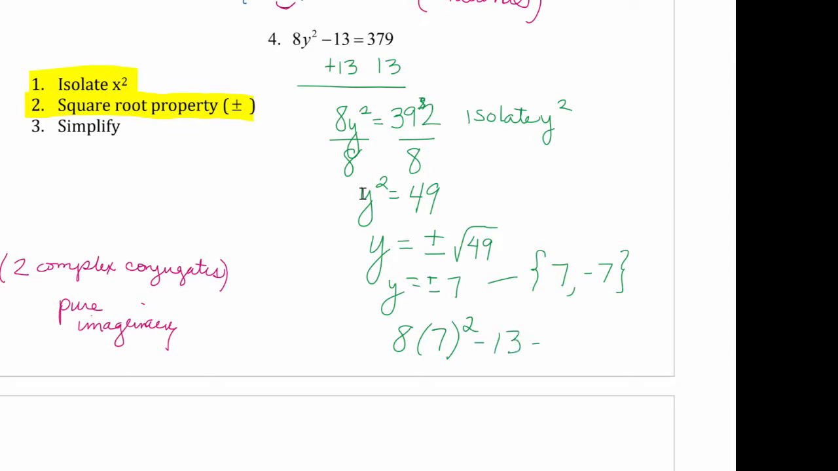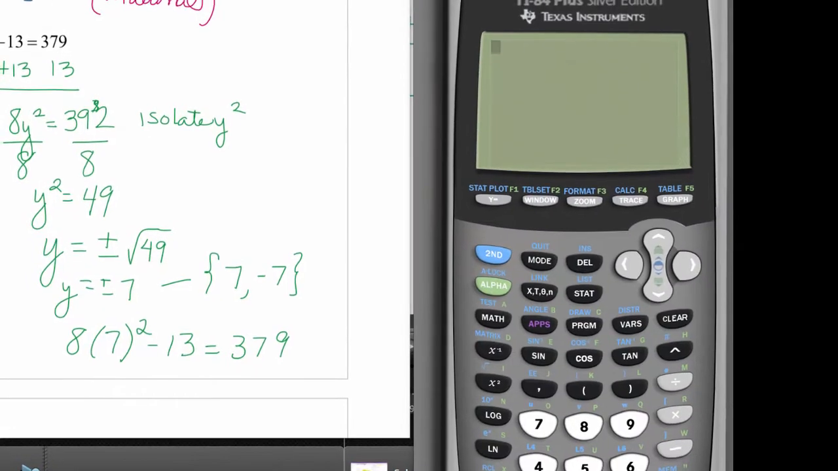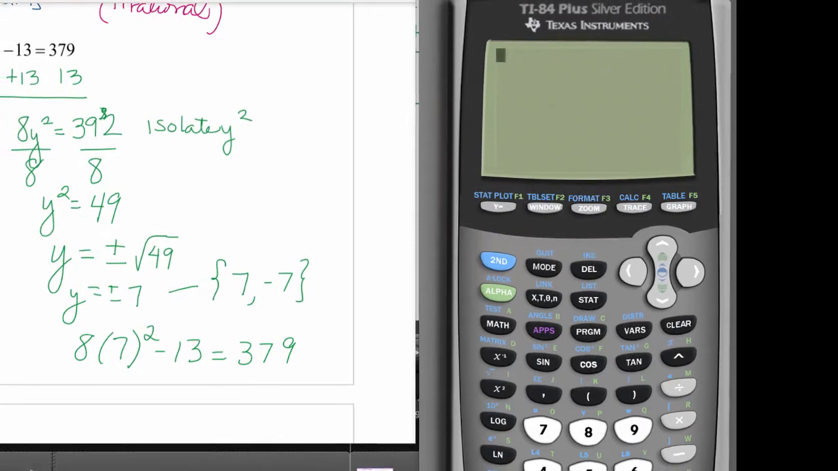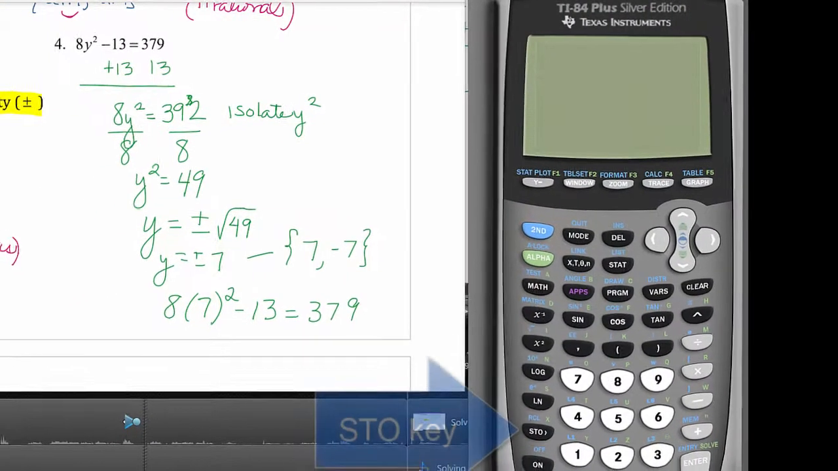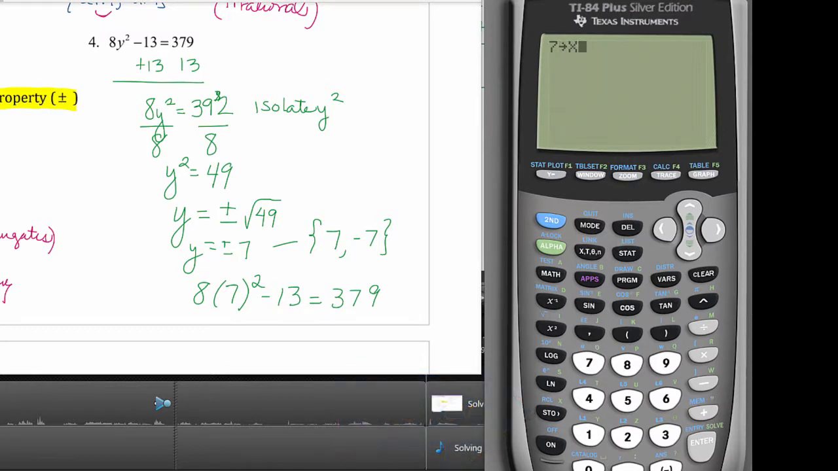you would substitute in, right? So let's actually use our calculator, it's been a while since we've used our calculator to check something. Well, you know me, I like to use the store key here. So I'm going to put 7 and store it in x, and hit enter, and then I'm going to type 8x, x is our y, right? Squared minus 13, and then let's see, we'll get 379. Okay, boom, and so that checks.